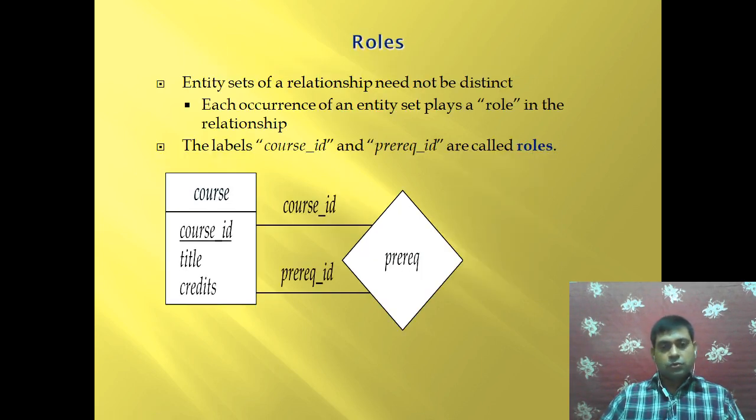Now few more things we need to know about the ER model. Number one is role. So what is the role? Let's say this is the course entity. Course is having the ID, title and credit. Now course ID, and this is a prerequisite ID. So there is a relationship which is called prerequisite.